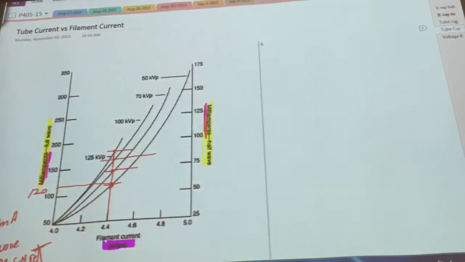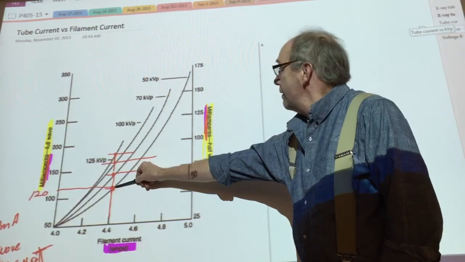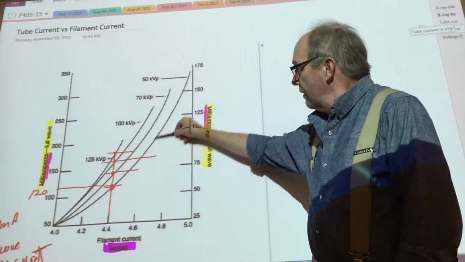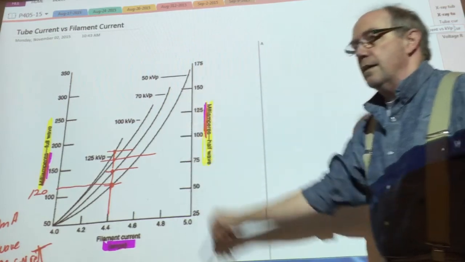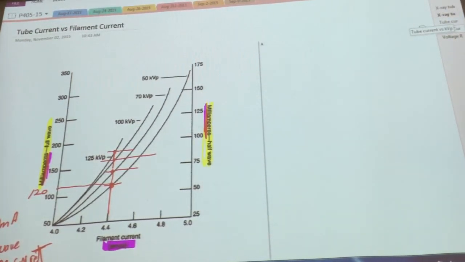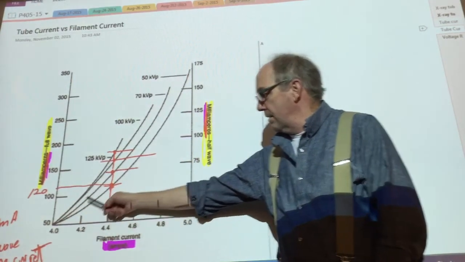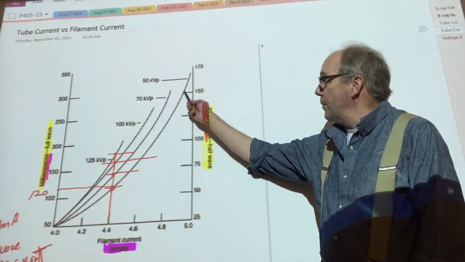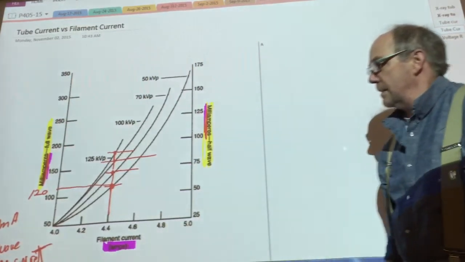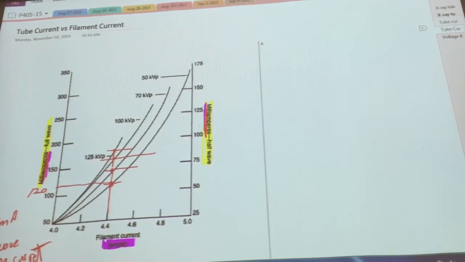Okay, back to this. All right. So we got 120 milliamps of tube current at what kVp? So you read all the way up. It's a 50 kVp line. Sorry, can you repeat the last part? We have 120 milliamps full wave tube current at 50 kVp. Oh, okay. And 60 half wave.